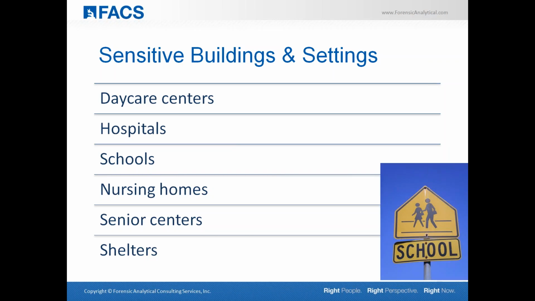When we think about where the sensitive populations are, they're typically located in daycare centers, where children may be; hospitals, where we may be dealing with those who are immune compromised or have lower immune systems; schools, again, where children will be; nursing homes, senior centers, and shelters.